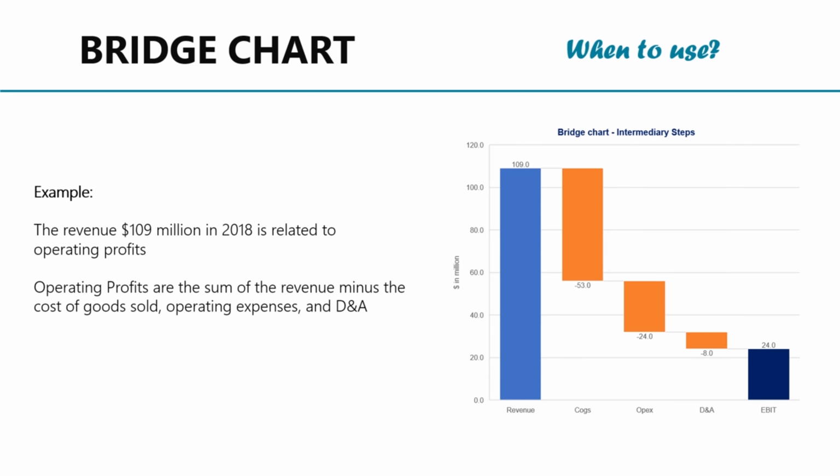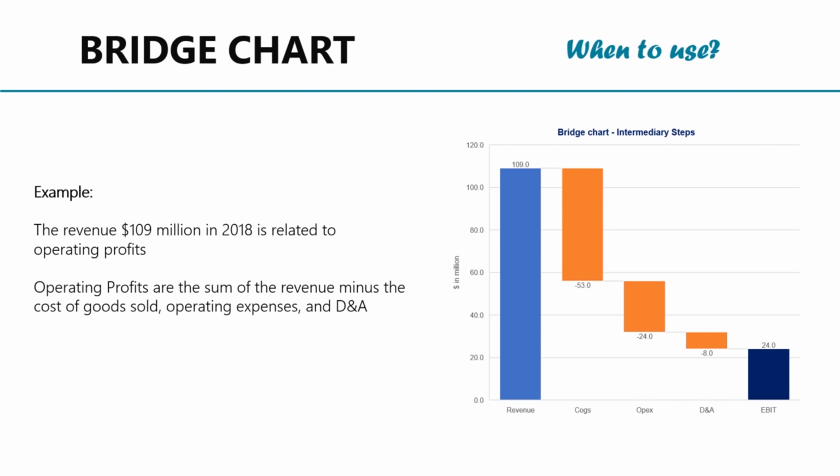Let's provide an easy-to-understand example, which is heavily used in finance. The company's revenues were equal to $109 million in 2018, right? What if we would like to create a visualization showing how revenues are related to operating profits? We have the necessary information, knowing the intermediary steps in between. Here's the equation we will use.